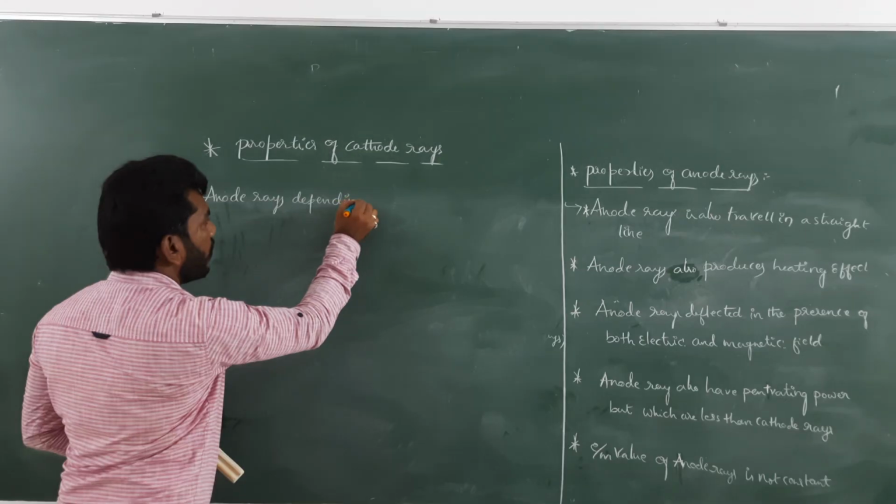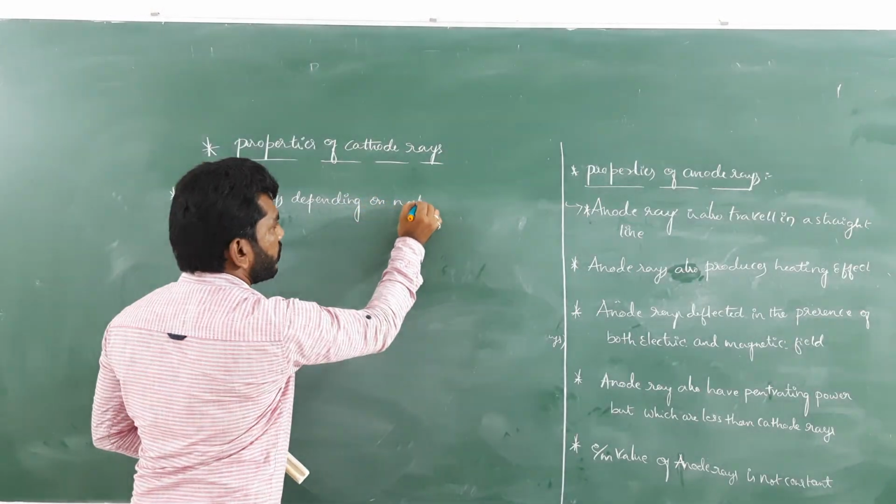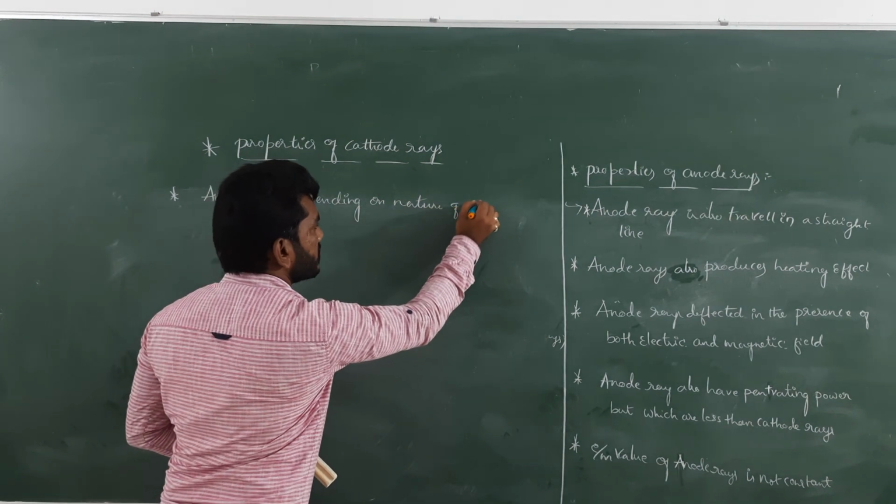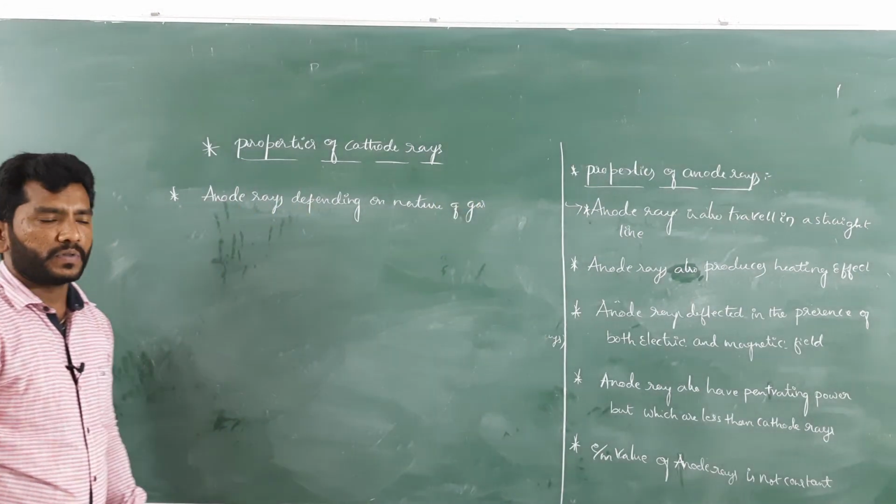In the case of the discovery of the electron, cathode rays are independent of the nature of the gas and the material of the electrode, but anode rays are dependent on both things. They also depend on the nature of the gas as well as the material of the electrode. So that is one of the most important points here: anode rays depend on the nature of gas.